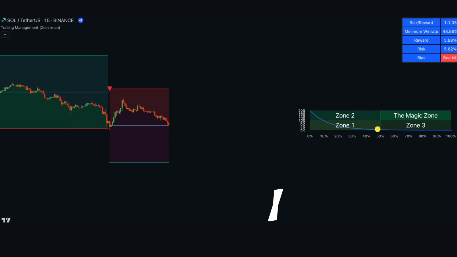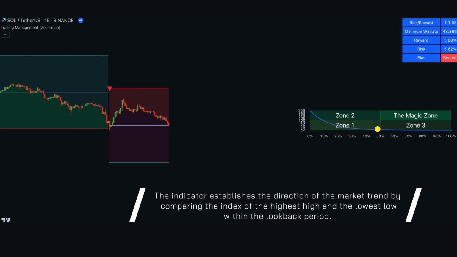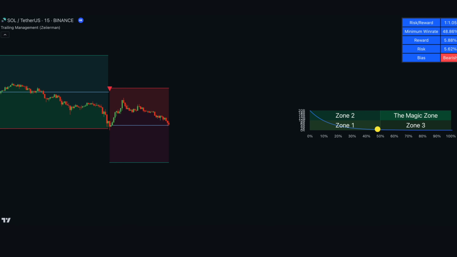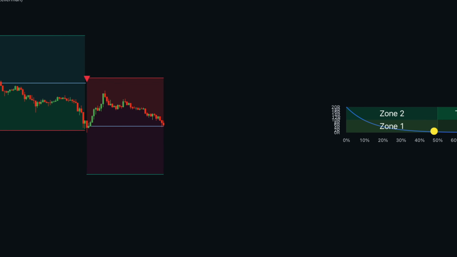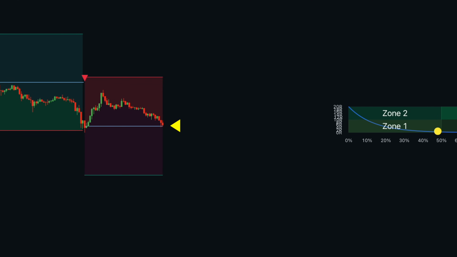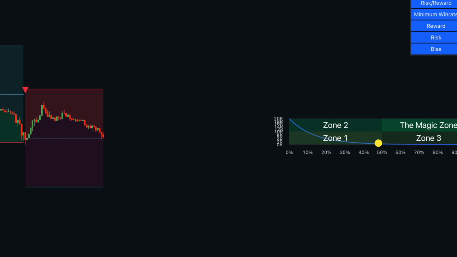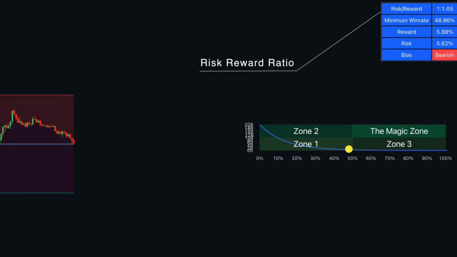The indicator establishes the direction of the market trend by comparing the index of the highest high and the lowest low within the look-back period. For example, let's say the price is at the midpoint of the risk-reward box. This means that the risk-reward ratio should be 1, and the minimum win rate of your strategy is 50% to break even. I think this tool is a great addition to your existing strategy. Try it out.